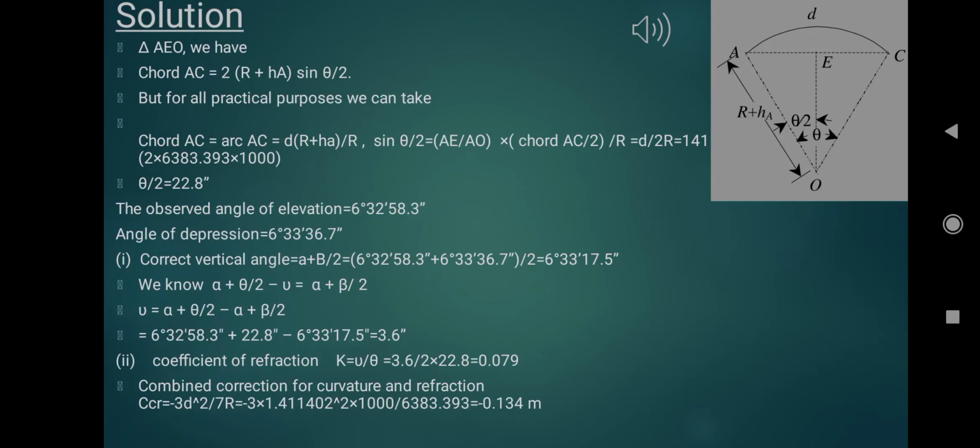The combined correction for curvature and refraction equals minus 3 by 7 d square by r. The value of the combined correction for curvature and refraction is about 0.06728 d square. So putting the values, minus 3 by 7 into 1.411402 whole square into 1000 by 6383.393, the value is minus 0.134 meters.